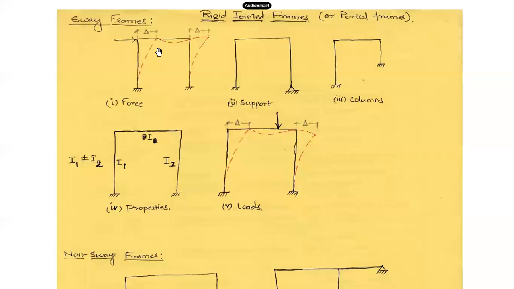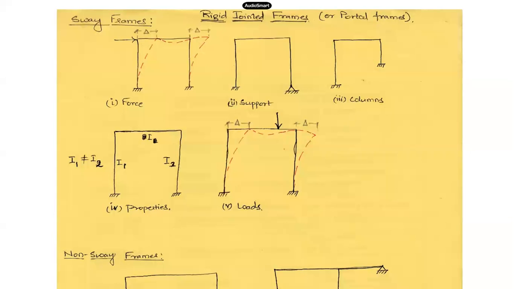They may be plane frames. If you take a frame where the beams and columns are lying in one single plane, we call such frames portal frames. Or else, if you consider the entire building, it is a space frame or a three-dimensional frame. Here we are dealing with analysis of 2D frames.